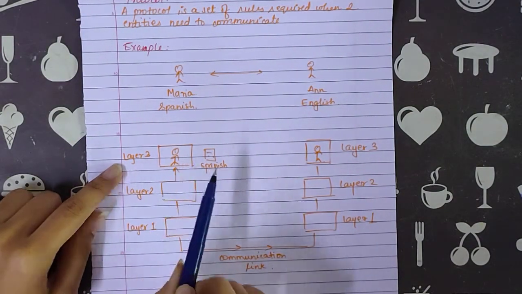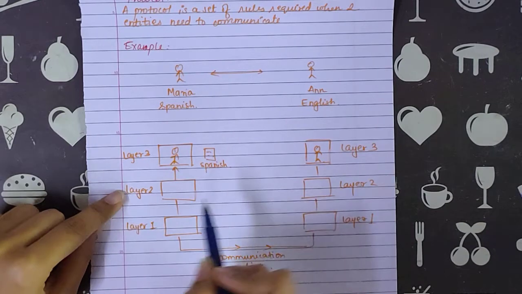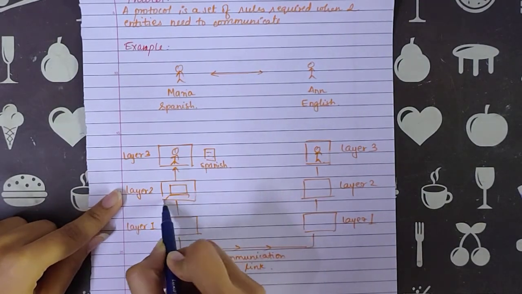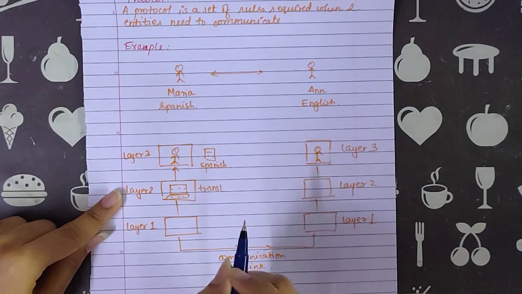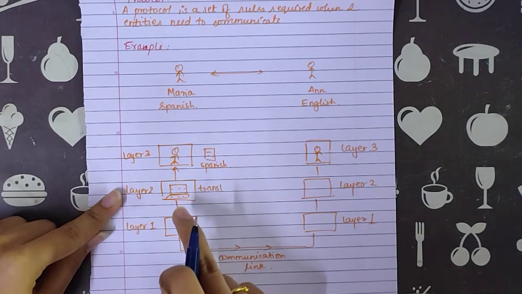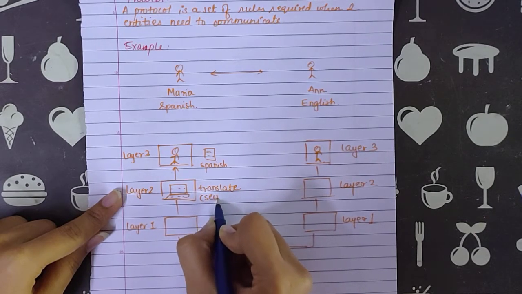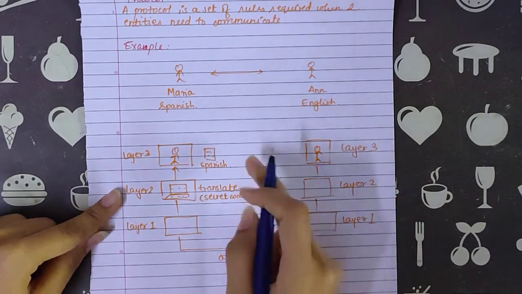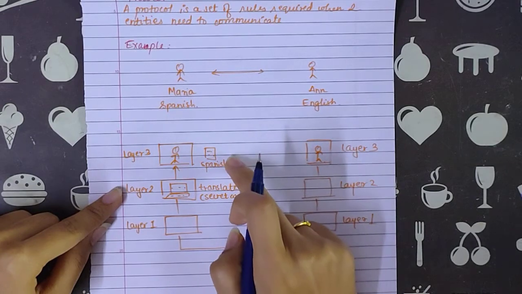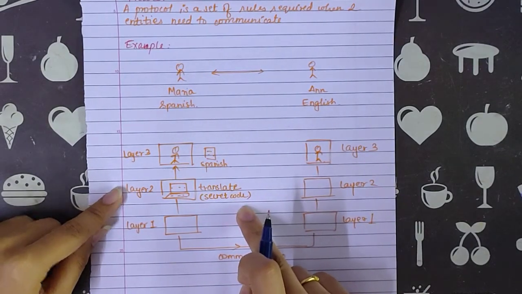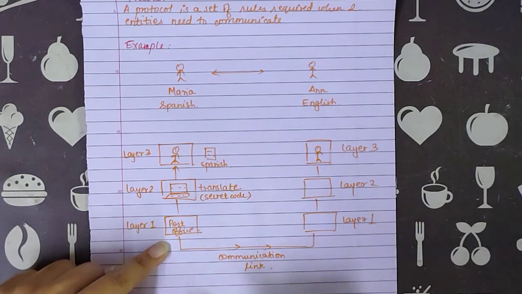Maria will write a letter in Spanish because she is comfortable with it. She will translate that letter, so this is a translator in between. She won't translate it into English, only into a secret code. Because she cannot understand English and cannot translate directly into English, she will translate her Spanish letter into a secret code, which will then be dropped into some post office or any other communication link.